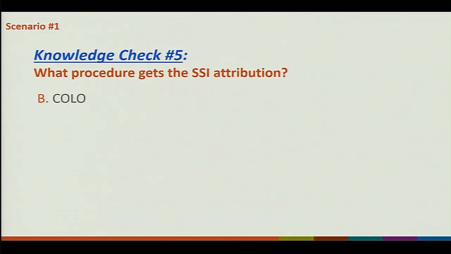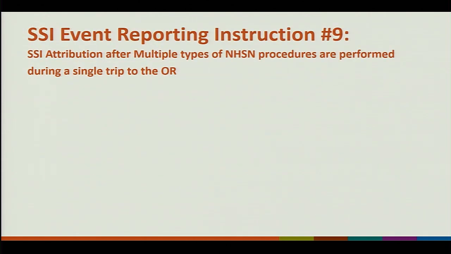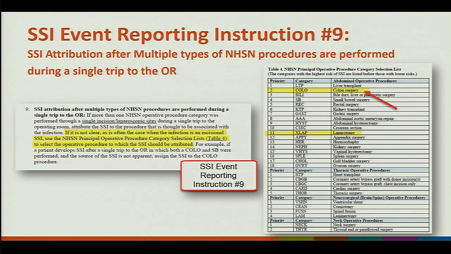And let's take a look here. The rationale is because the procedure attribution is not clear. I mean, it's a superficial incisional SSI, but it's really not clear. So you want to use the NHSN Principal Operative Procedure Selection List, which is that table 4, to select which operative procedure to which the SSI should be attributed. So this is what that table 4 is in the SSI protocol. As you can see here, COLO is above XLAP in terms of a risk level. So it would be assigned to the COLO. And this goes along with reporting instruction number 9 that I've highlighted here.